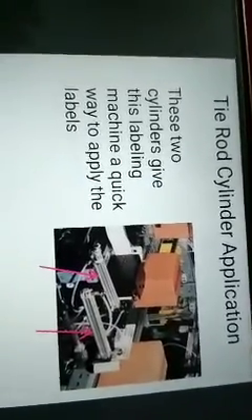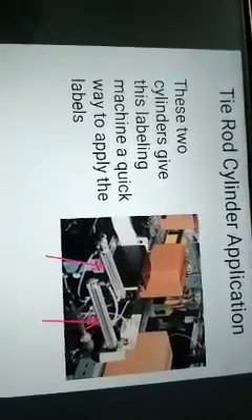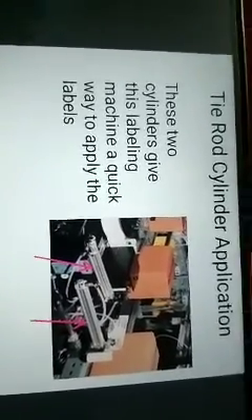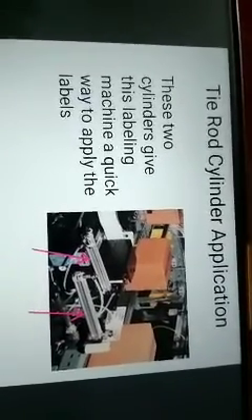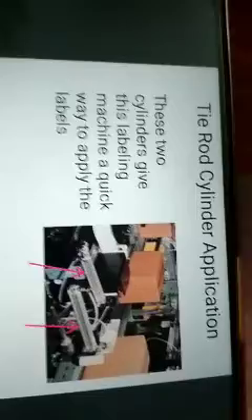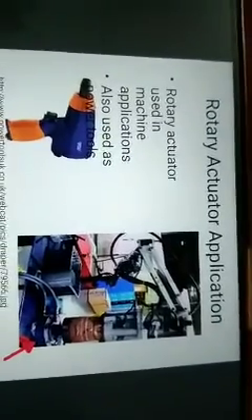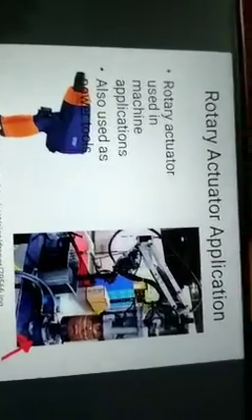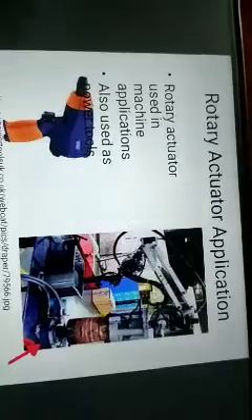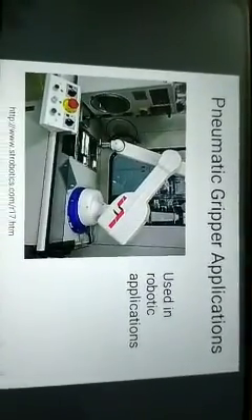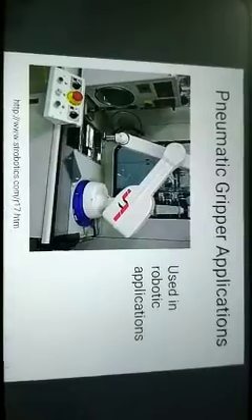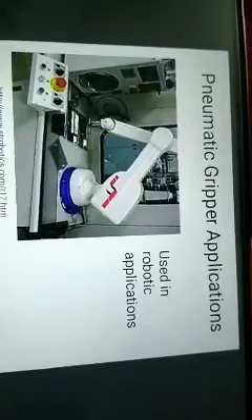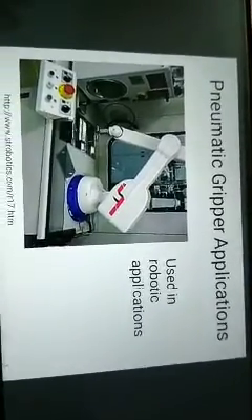The next is the tie rod application. These two cylinders which are marked with arrows act as an applier when there are any areas where compression is needed. The rotary actuator, which is commonly seen in power tools, drills, etc., is also another component of pneumatic actuators. This is a robotic gripper which is totally controlled by air pressure, and at times hydraulics are also used, but the model shown here is that of a pneumatic gripper.